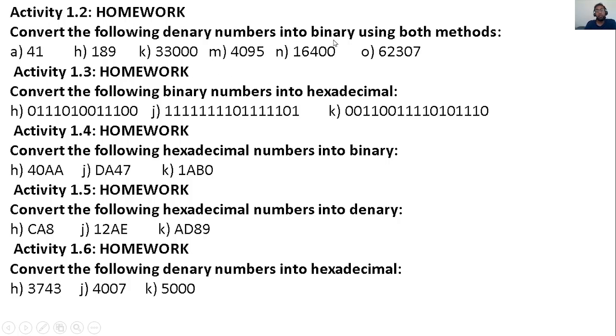Convert the following Denary number into binary numbers using both methods. We studied that in the previous class: how to convert a Denary number into the binary number system. We divide by 2 and continue, and then read from the bottom up.